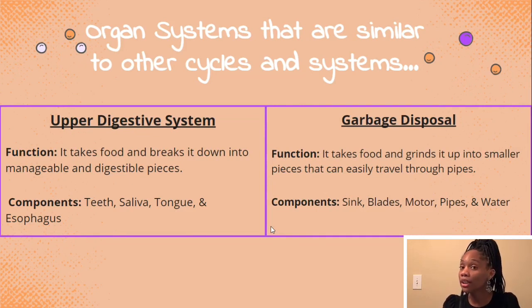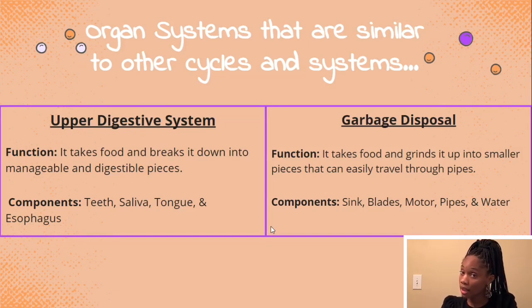Now, the function of the garbage disposal is to take food and grind it up into smaller pieces so that it can travel down the pipes more easily. It also consists of different components. The sink, you need the blades. The blades are what chop it up. You need the motor, the pipes, and water.